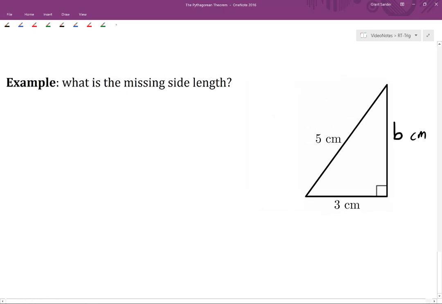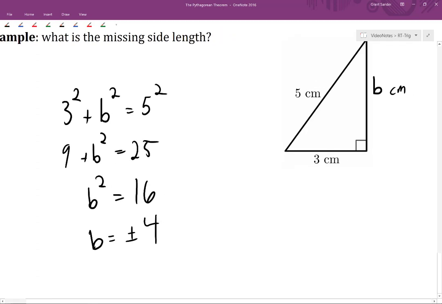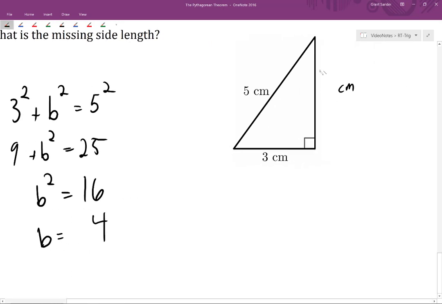So in this case, we can say that 3 squared plus b squared is equal to 5 squared. Now 3 squared is equal to 9. So we have 9 plus b squared. And then 5 squared is equal to 25. Therefore, b squared will be equal to 16, in which case b is equal to plus or minus 4. But in this case, we know we need to have a positive value because we're looking at the length of a right triangle. So we'll just say b is equal to 4. And therefore, this vertical side length is 4 centimeters.